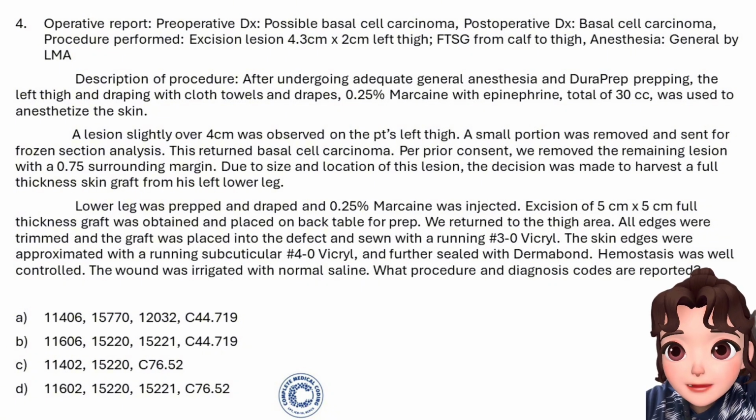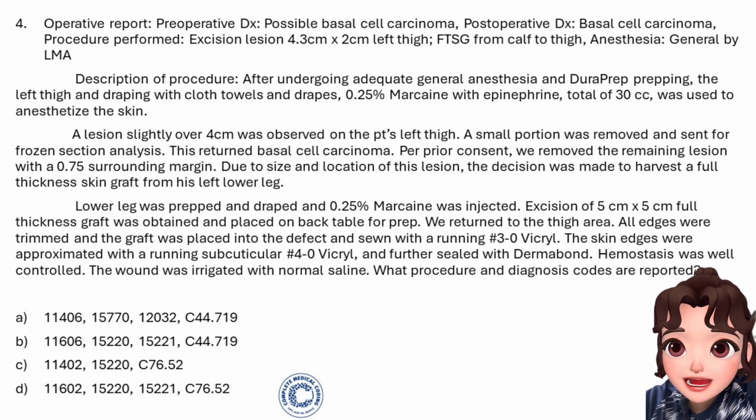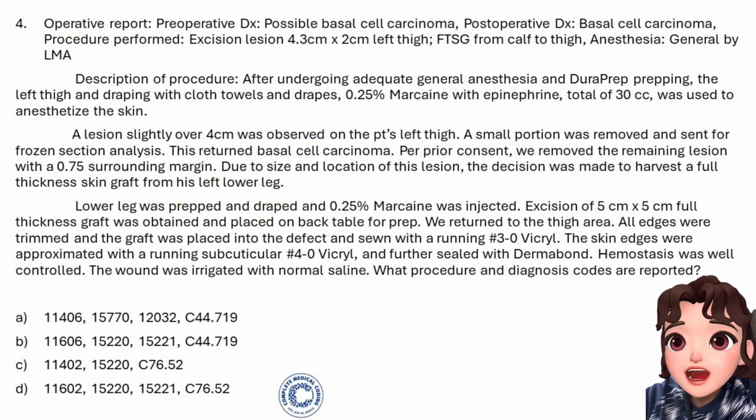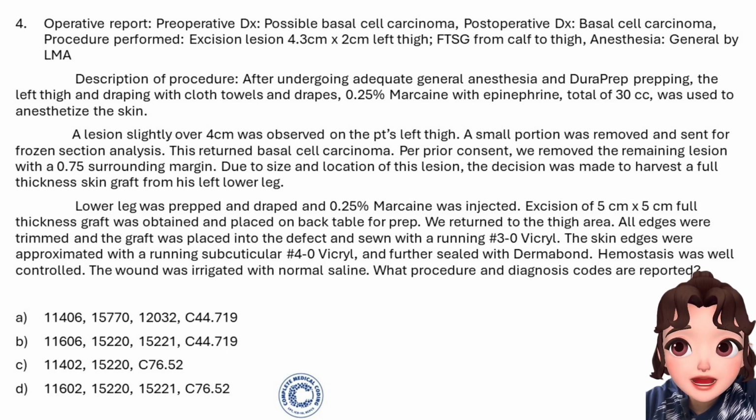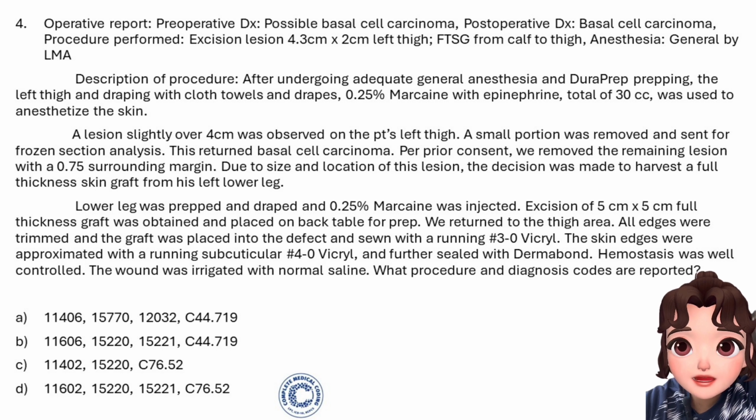Description of procedure. After undergoing adequate general anesthesia and prepping the left thigh and draping with cloth towels and drapes, 0.25% Marcaine with epinephrine, a total of 30 cc, was used to anesthetize the skin. So this is how the anesthesia was given. A lesion slightly over 4 cm was observed on the patient's left thigh. A small portion was removed and sent for frozen section analysis. This returned basal cell carcinoma. So this is how the doctor diagnosed it as basal cell carcinoma.